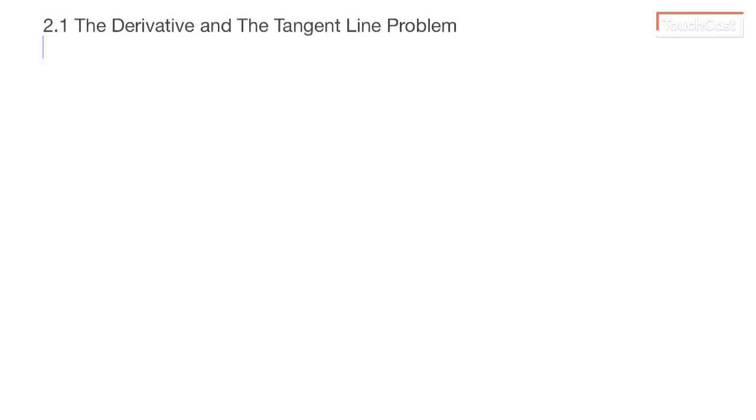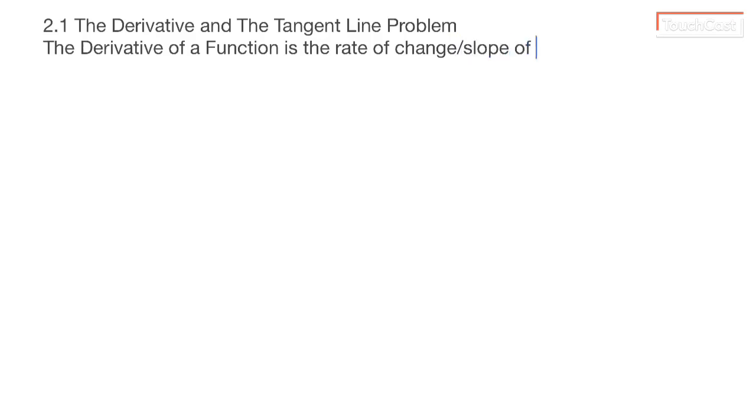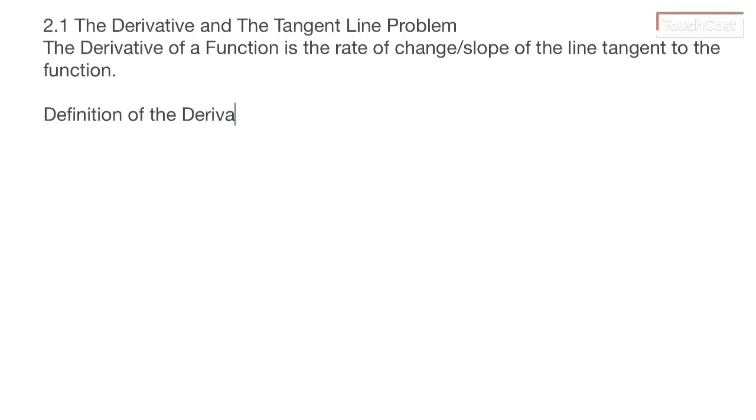Something you need to know about the derivative of a function is the rate of change, also known as the slope, of the line tangent to the function. A more formal definition of the derivative of a function is as follows.